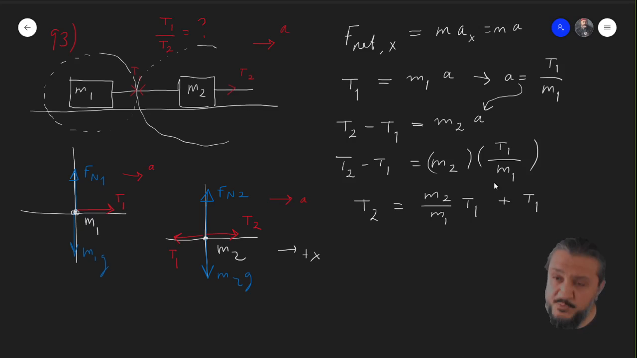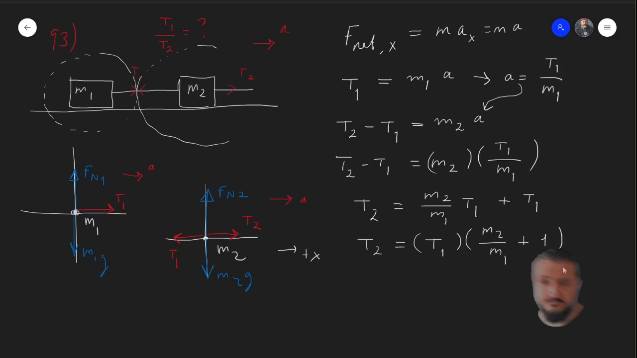I just need to group them. On the right-hand side, I have two terms, but they share T1. So why don't I factor T1 out? If I factor T1 out, I will have M2 over M1 from the first term, and from the second term I have just 1.